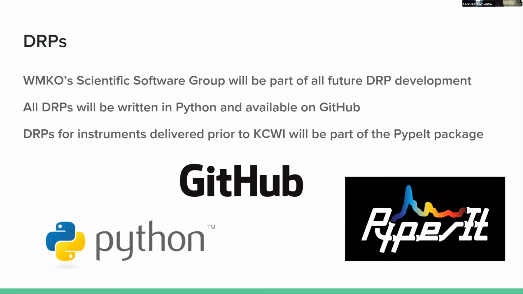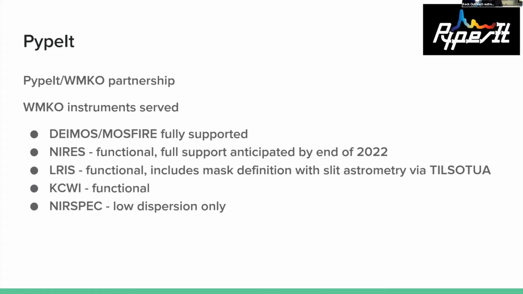And I mentioned the instruments after KCWI. So the ones before KCWI that were already being used for science at Keck, we have partnered with the PypeIt team. That is a team led by Jason Prochaska and Joe Hennawi and others. A little bit more about PypeIt. It's a Python package, and it does spectroscopic reductions, not just of Keck Observatory, a number of observatories, but we'll focus on Keck here.